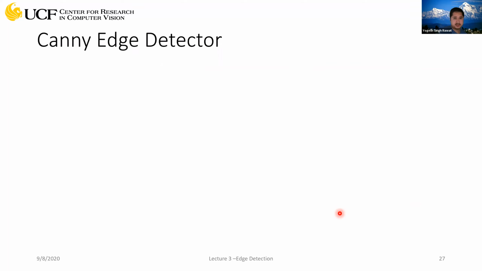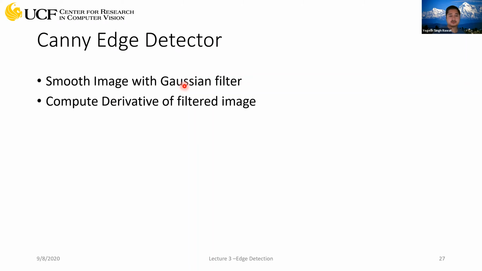So that was the third edge detector. Now let's move on to the final one, the Canny edge detector. Again, the steps will be the same. First, we'll have to smooth the image. Again, we will use a Gaussian filter here. Now, instead of the second order derivative, we are still going to use the first order derivative to filter the image.